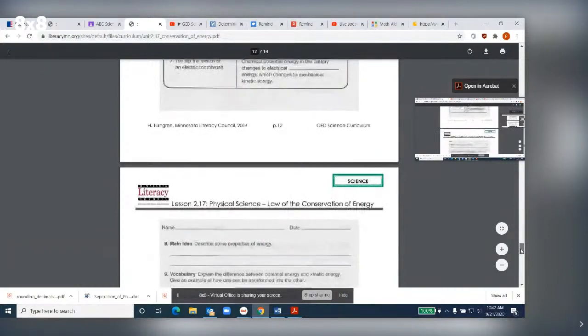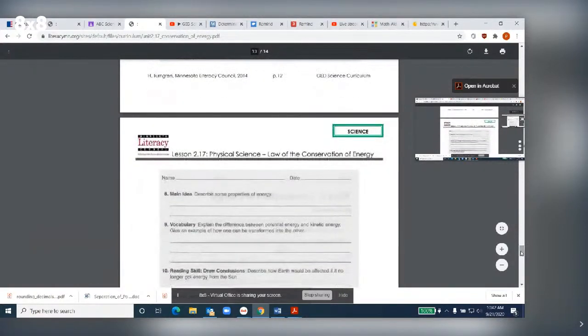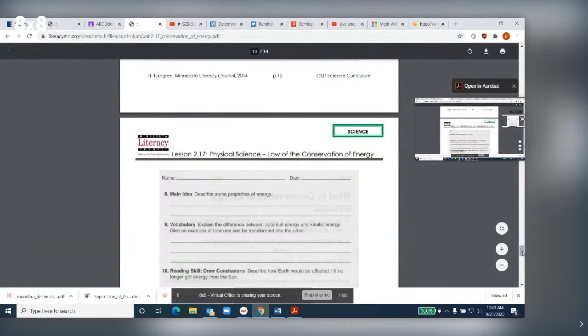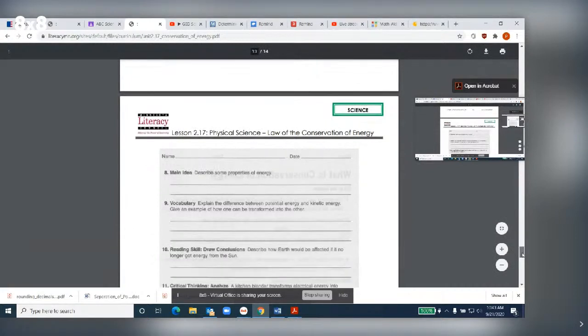And number 8, it asks you to give the main idea, describe some properties of energy. Vocabulary, explain the difference between potential and kinetic energy, give examples of how one could transform into the other, and describe how the Earth would be affected if it no longer got energy from the sun. Would be really cool. Okay.